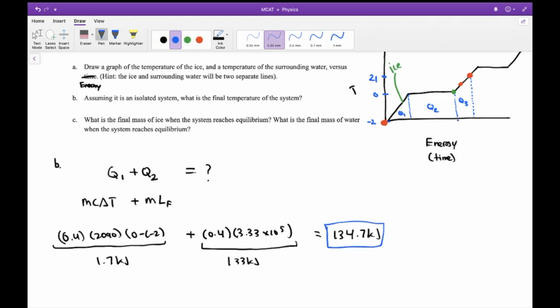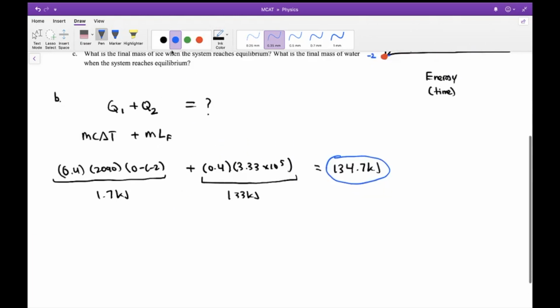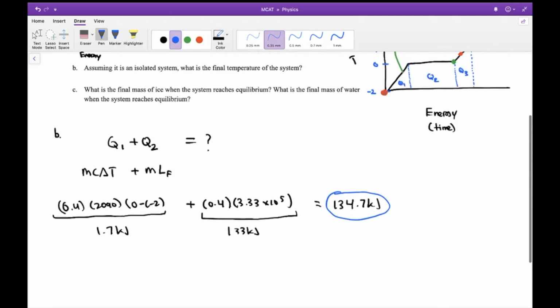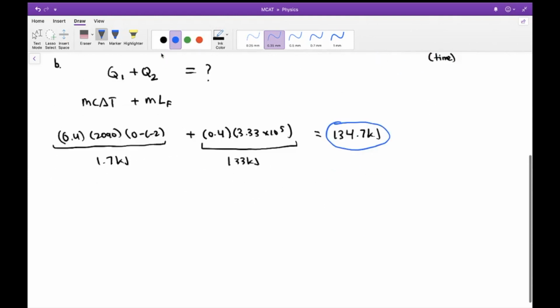So let's just step back for a second and ask ourselves, what does this energy mean? This energy is the energy it would take to get to that green point right there. So the water, Q3, would have to give exactly 134.7 kilojoules to get us to that green point. So let's see how much energy that water can give. Let me actually keep that circled. Let's figure out how much energy the water can give to get down to 0 degrees. So let's call that Q3. I've labeled it Q3 over here.